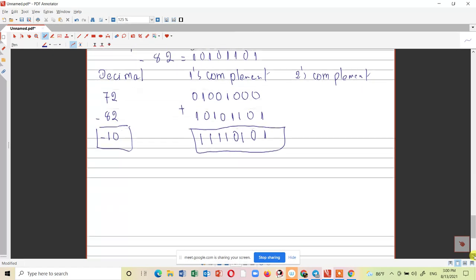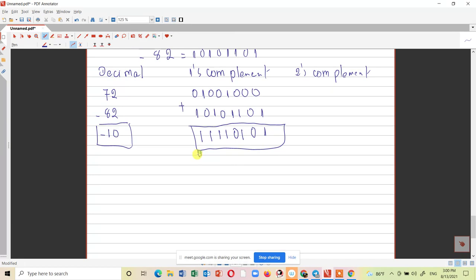When we want to know the value of one's complement, we just convert to binary. Our binary is 1 to 0 0 0 0 1 0 1 0. So this is equal to 2 power 3 plus 2 power 1, so it is equal to 10. If this equals 10, it means that our one's complement is equal to minus 10.